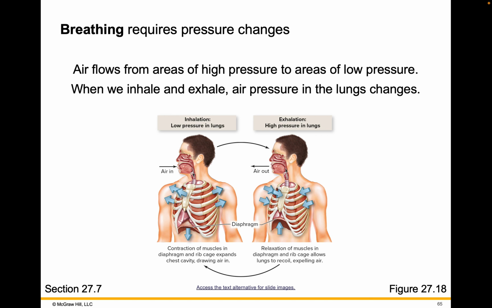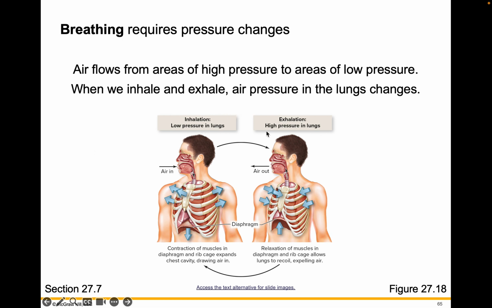Breathing requires pressure changes. So air flows from areas of high pressure to low pressure. So when we inhale and exhale, the air pressure in the lungs changes. So when you inhale, there's low pressure in the lungs, right? And then when you blow air out and exhale, that produces high pressure in the lungs. So you have muscles down here, your diaphragm, that help to control that pressure, basically. So contraction of your diaphragm in the rib cage expands the chest cavity, drawing air in. That creates the low pressure.